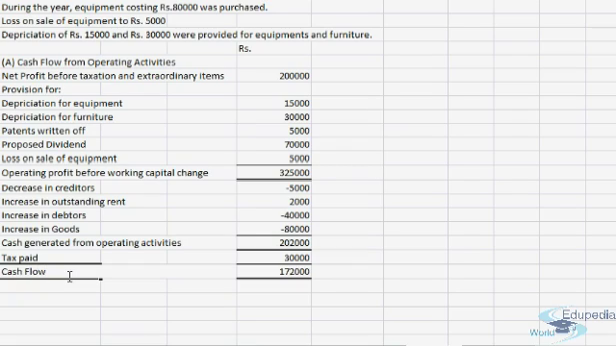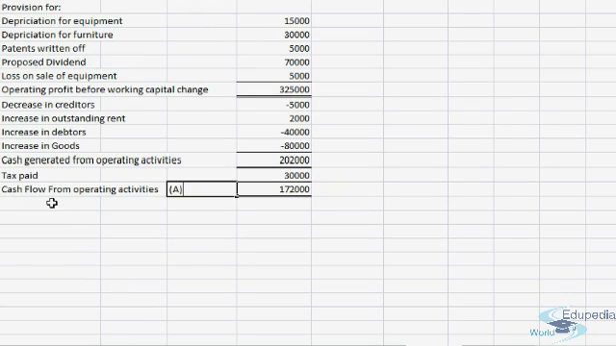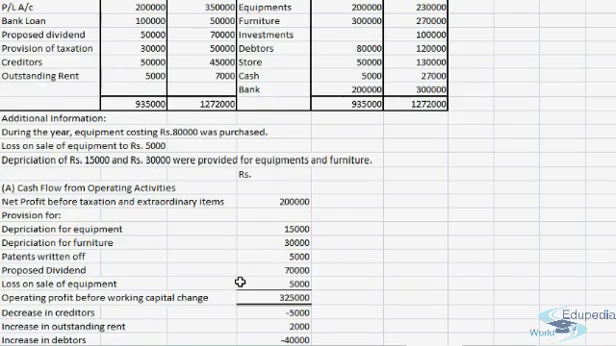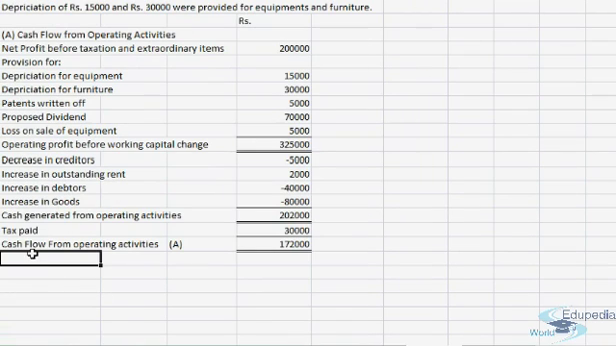Cash flow from operating activities, we'll name this section A, as we have named it. Now we'll calculate the cash flow from financing, or we'll start with cash flow from investing activity. Let me change it. This is section 1. Now we come to section 2.